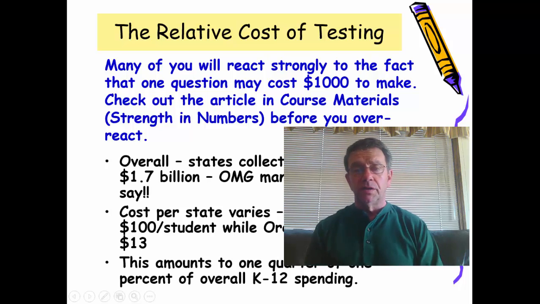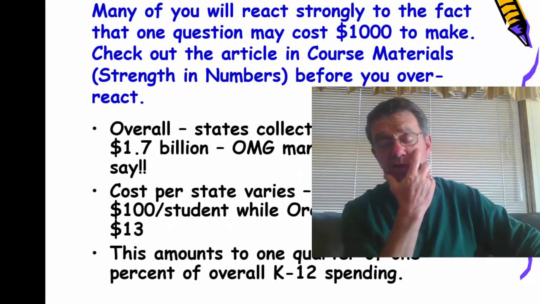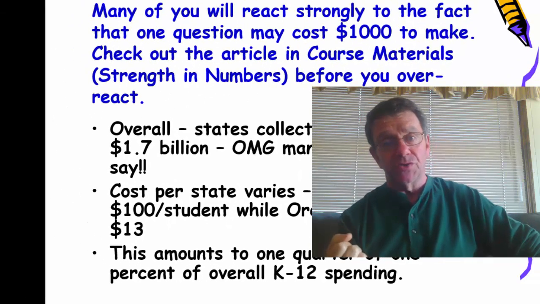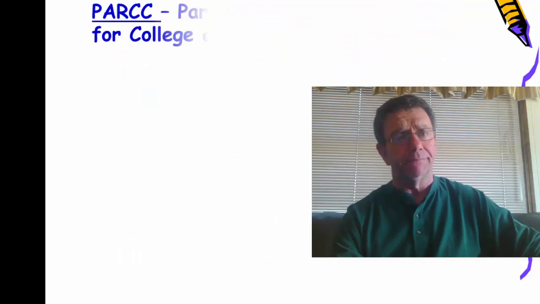So the real figure that you need to look at is the overall relative cost of it. This amounts to 1/4% of overall K through 12 spending. So you won't be able to buy much for 1/4% of your school district's budget. So keep that in mind.